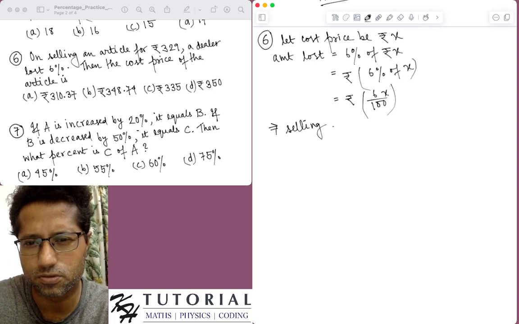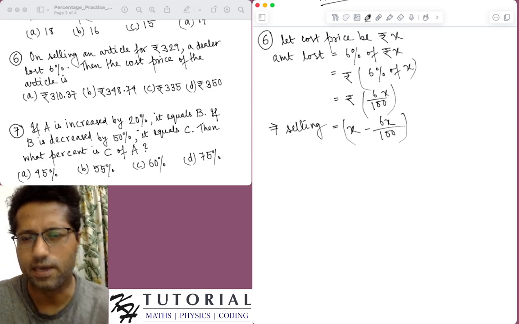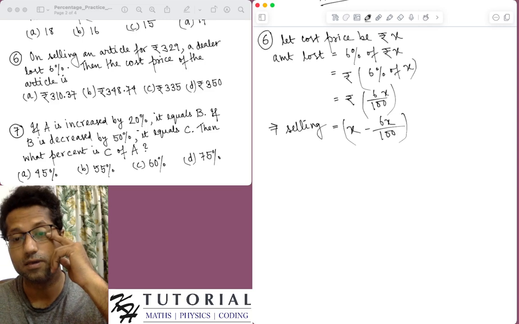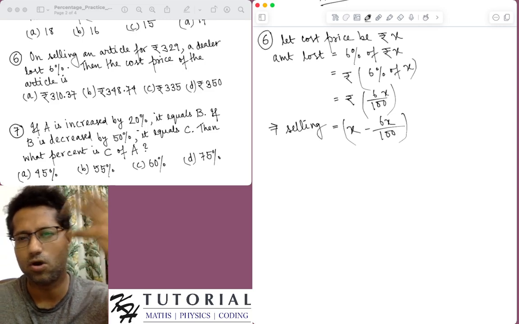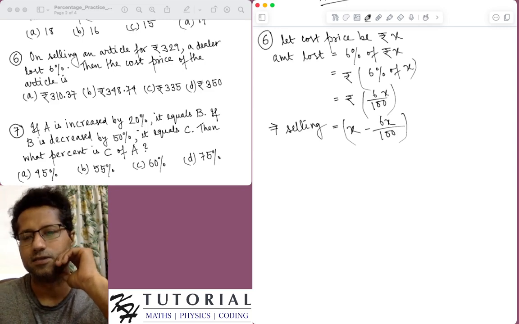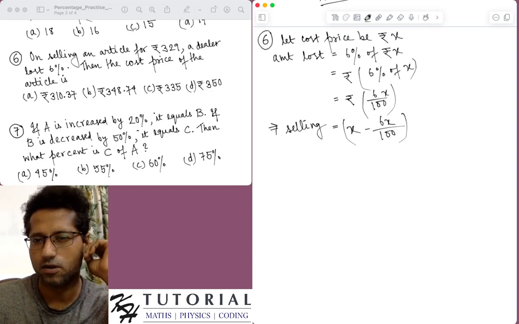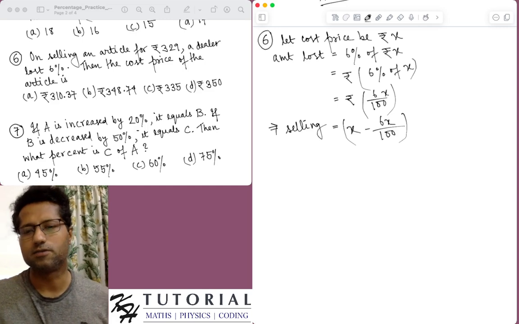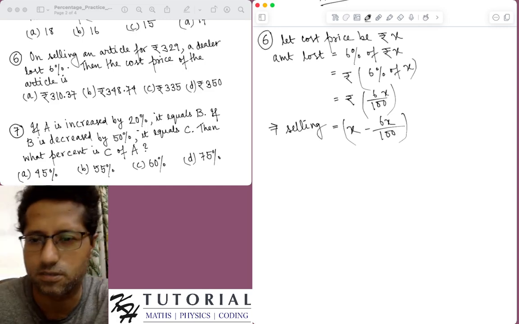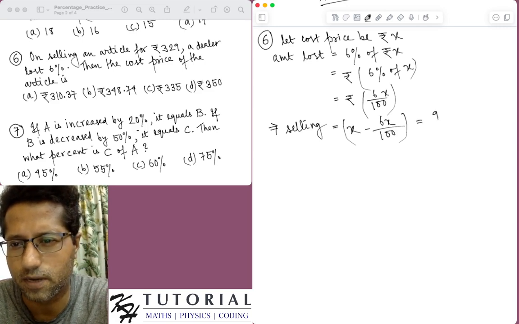obviously should be x minus 6x by 100. The x was the cost price, and the amount lost is 6x by 100. So definitely the selling price should be less than the cost price. That is why the dealer lost. So the selling price should be x minus the amount lost, that is x minus 6x by 100. This is equal to 94x by 100.